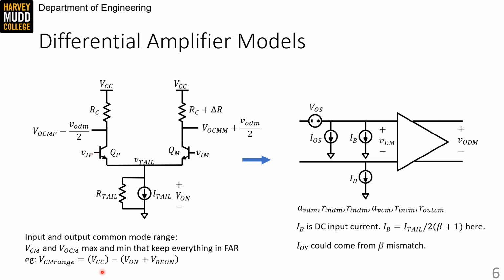So if we take the maximum input common mode, VCC, and we subtract off our minimum common mode, we get our input common mode range.